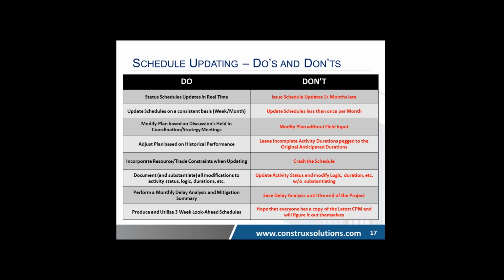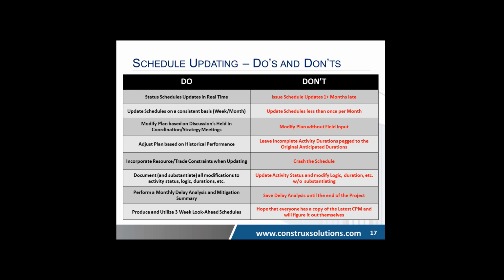I would perform a monthly delay analysis. I think this does take a little bit of time, but I think it's in everybody's best interest when they update a schedule to do a little half-a-day drill of studying what happened this past month. What you'd first do is just update your schedule, status it, look at the end date, see what happened, and figure out why that happened.